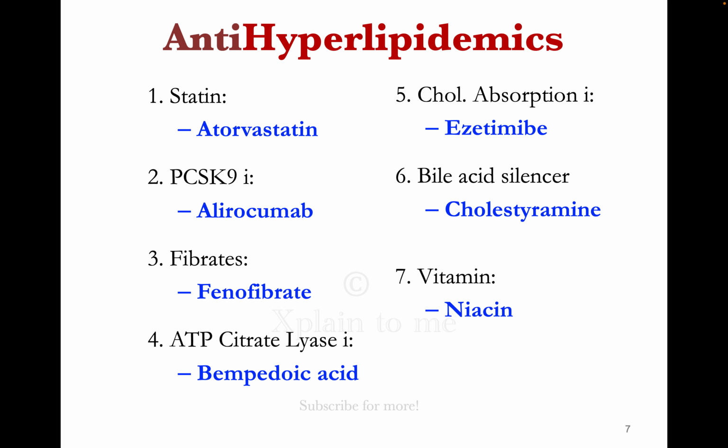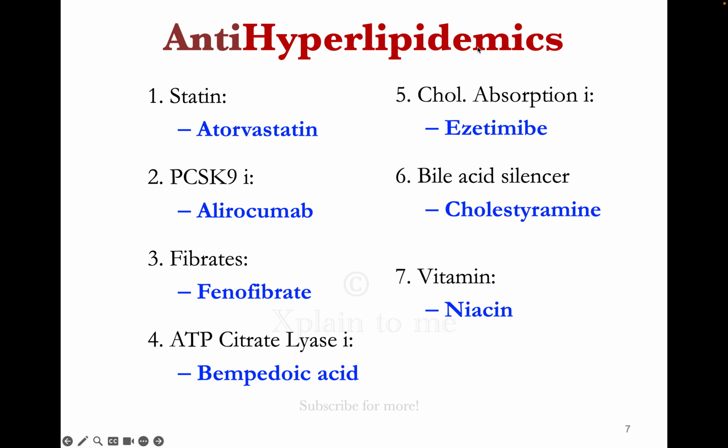This is actually the drug name cholestyramine. It's like cholesterol. That's how we pronounce cholestyramine. So this drug is actually indicated for reducing cholesterol, LDL. It can also be given as an add-on therapy. And one unique indication of this drug is pregnancy.